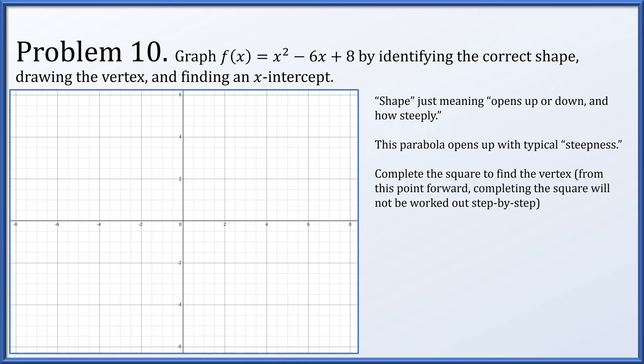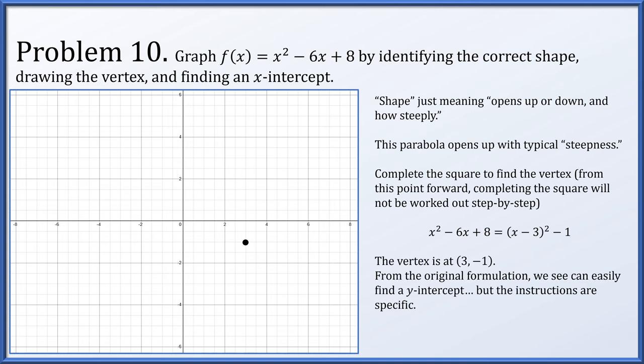To find the vertex, we're going to have to complete the square. And I'll point out that from this point forward, we're not going to complete the square step by step every single time. This is something that by this point in our academic careers, we should be able to reliably do on our own. So x squared minus 6x plus 8 will eventually simplify as x minus 3 squared minus 1. So the vertex is at 3, negative 1. Remember, you're subtracting h inside the parenthesis and then adding k outside it. So we have 3 and minus 1 for our vertex. So there's our vertex at 3, minus 1.